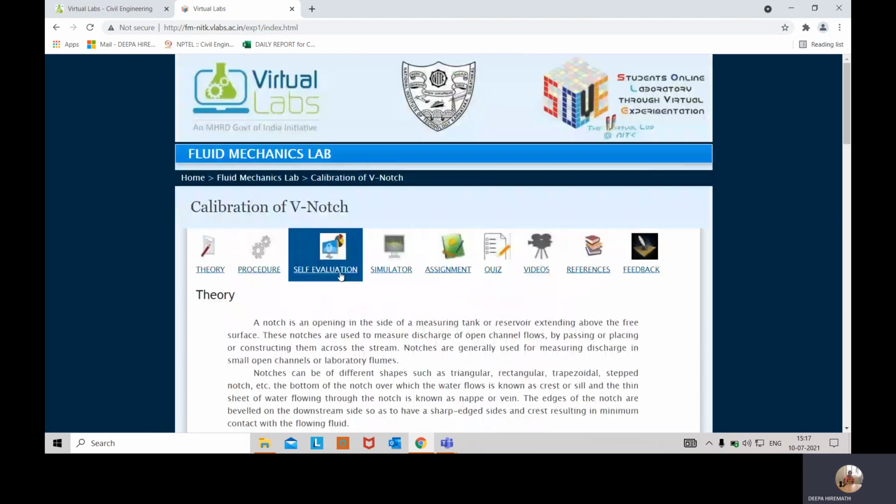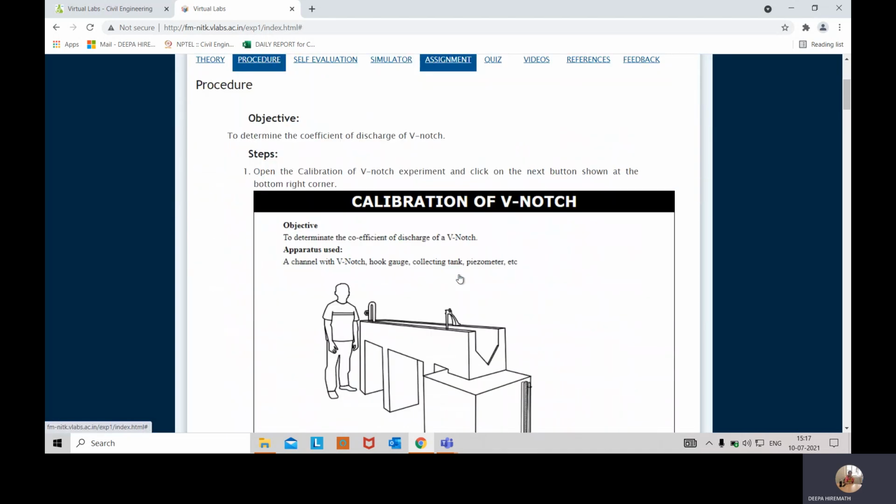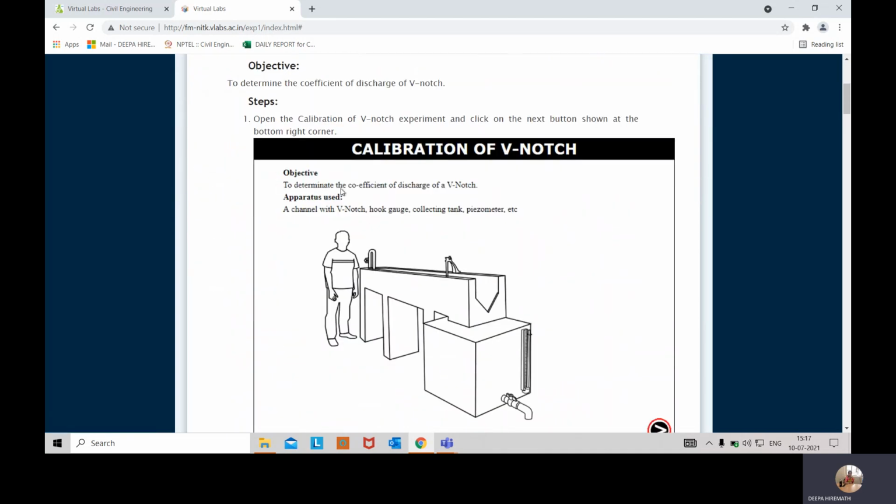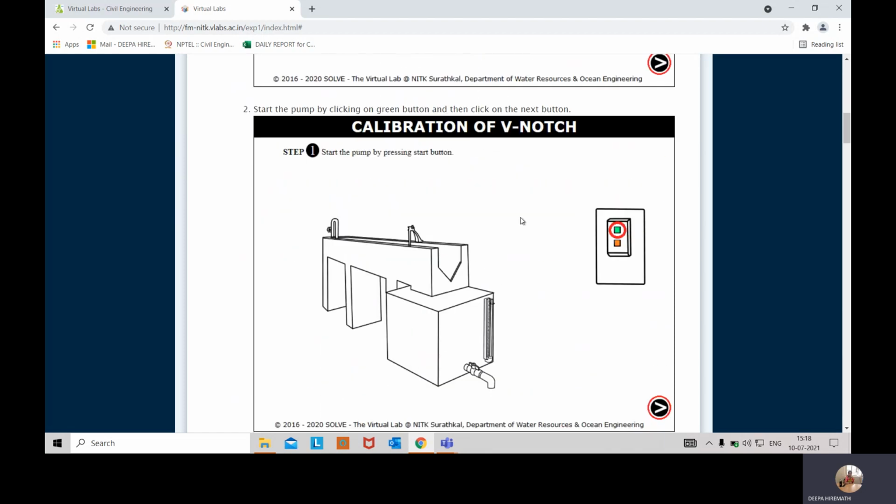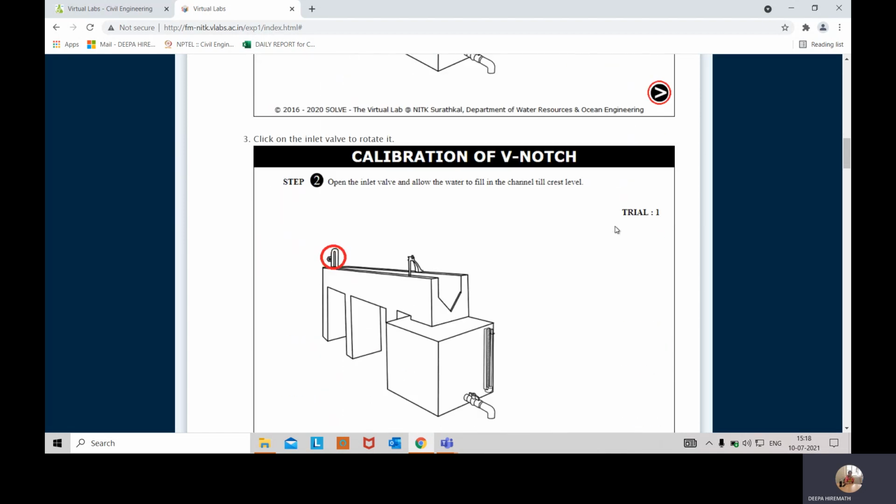So now we'll see the procedure to conduct the experiment. The objective of the experiment is to determine the coefficient of discharge of the V notch, and here we are using a channel with a V notch, hook gauge, collecting tank, and piezometer. The first step is to start the pump by pressing the start button. This green button is the one which will help you start the pump.